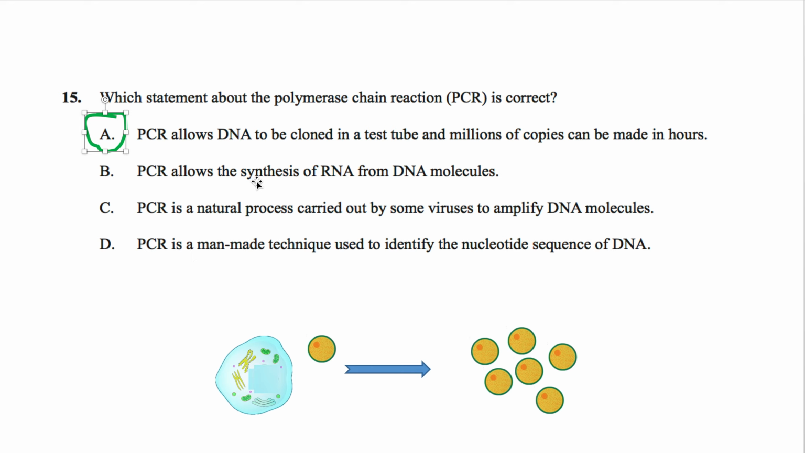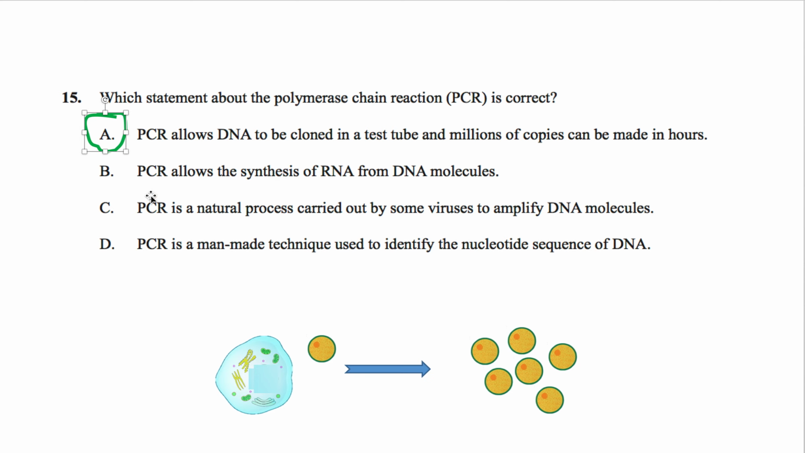Option B says PCR allows the synthesis of RNA from DNA molecules. Oh no, this is definitely not true. We're not making any RNA molecules. You're only making more DNA from little DNA. So RNA is not even a factor. That's why RNA would make this option wrong. The process that does make RNA from DNA, if you recall, is transcription. That's when you make mRNA from DNA, but that doesn't involve anything to do with PCR. So this is incorrect. How about option C?